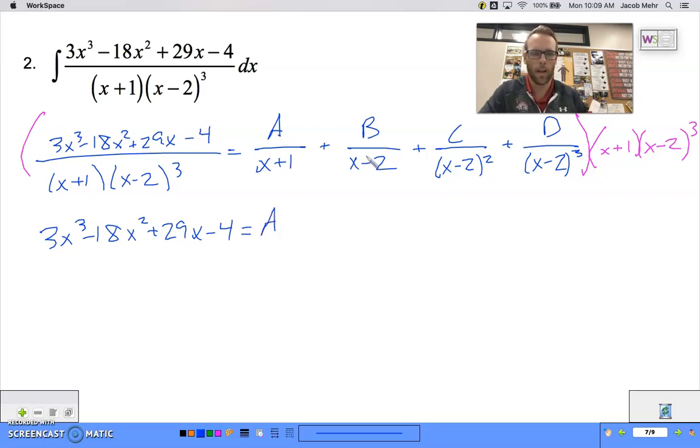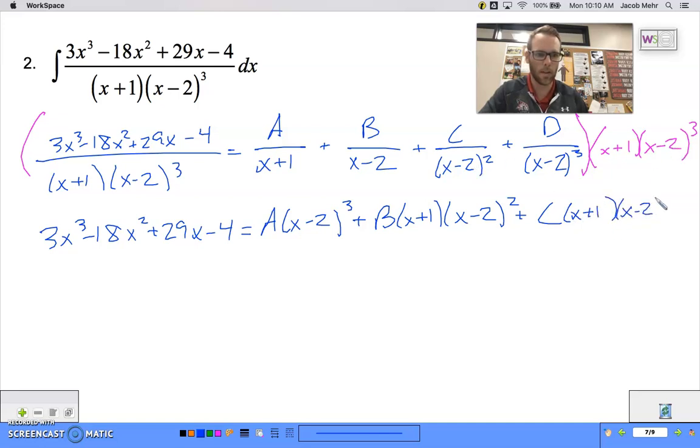We have an a, x plus 1's cancel. We have x minus 2 cubed plus b times, now one of the x minus 2's is going to cancel, leaving 2 of them, and we still have the x plus 1. C times, well, we'd have the x plus 1. Now 2 of those are going to cancel with an x minus 2, and I'm just running out of space. And then we're going to have, I'm sorry, I'm just going to write it down here, d times x plus 1 for the last term.